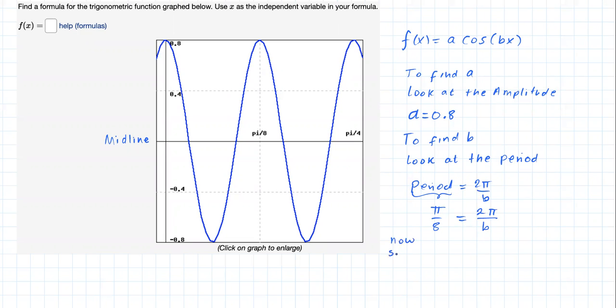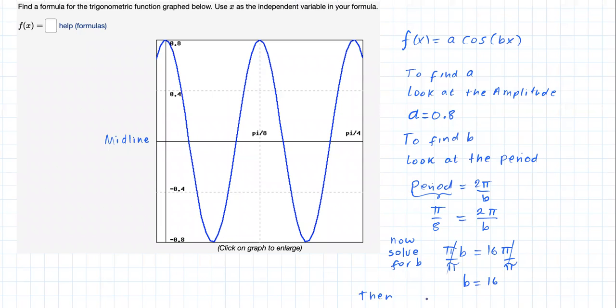Now solve for b. To solve for b, I'm going to cross multiply. So pi b should be equal to 8 times 2, 16 pi. Dividing both sides by pi, get rid of these pi's and b ends up being equal to 16.